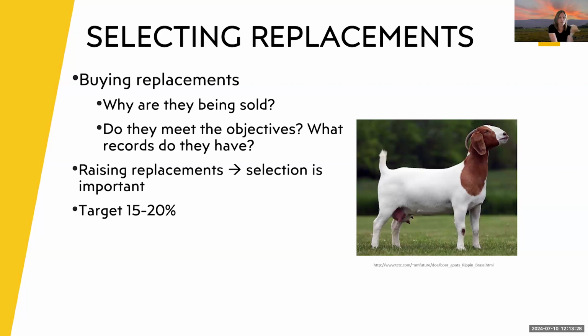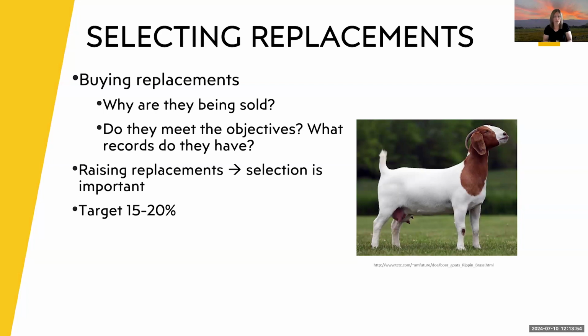And then if we're raising replacements, obviously those selection decisions are really important as far as choosing which one stays, which one goes. If you're going to buy replacements, it's also nice to have a source where they have those records and they can give you some kind of a track record on those animals, so that when you're bringing them into your herd or flock, you're getting something that you really want rather than just whatever is left over from that guy's flock.